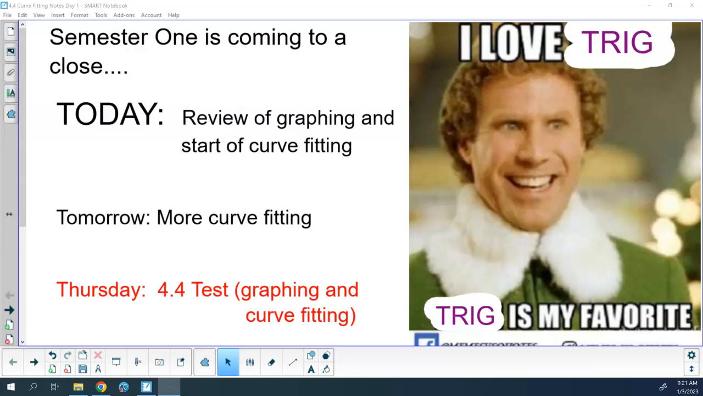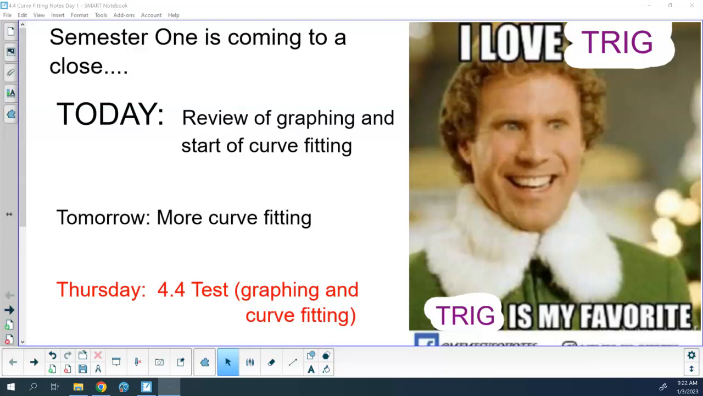Just how the calendar falls, how the cookie crumbles, if you will. The end of first semester is very fast this year. We've got this week, we've got Tuesday of next week, and then it's finals already.